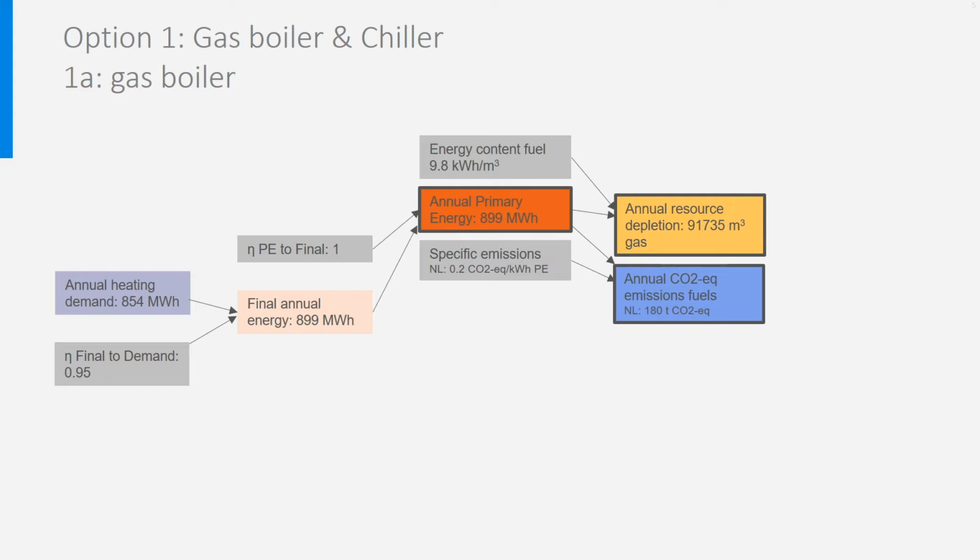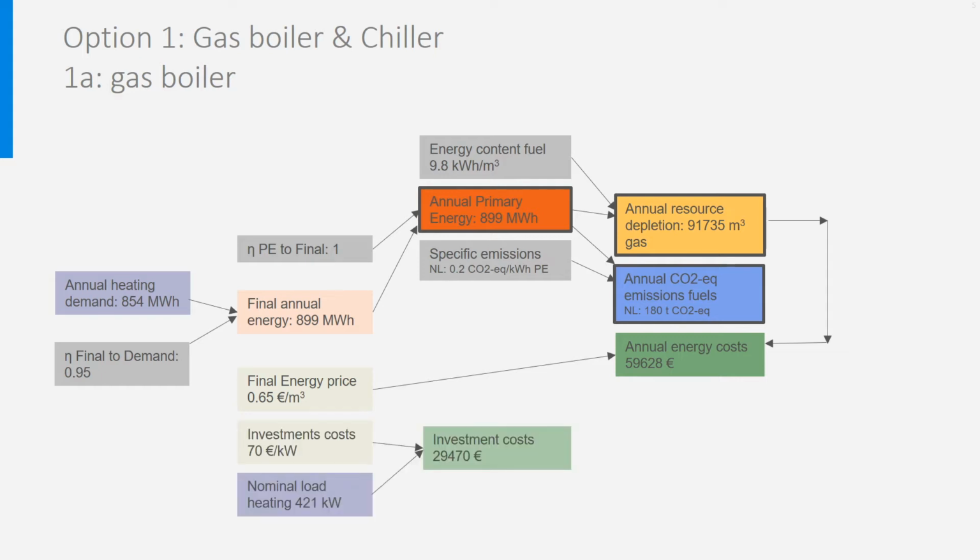What about the annual gas bill? With a price of 65 cents per cubic meter multiplied by the number of cubic meter, we come to annual costs of €59,628. And what about the investment costs?